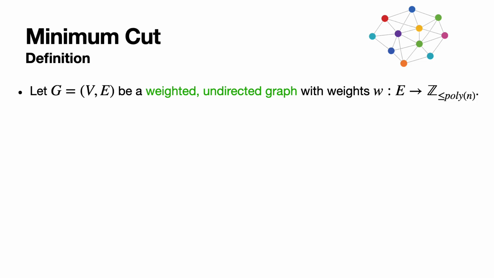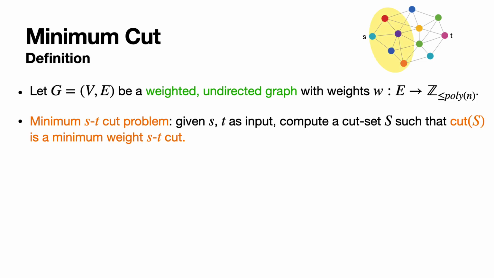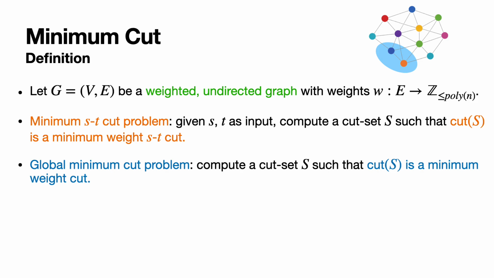Good. Now let me define the problems. The minimum ST cut problem is defined as follows. You're given as input a weighted undirected graph along with S and T. And as output, you need to produce a cut set S such that the cut is a minimum weight ST cut. In the global minimum cut problem, you're given as input a weighted undirected graph, but no S and T this time. And you just need to compute a cut set S such that cut S is a minimum weight cut.